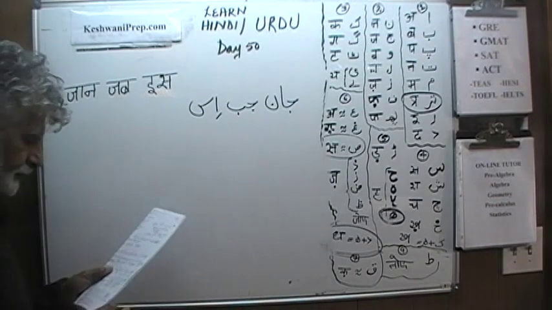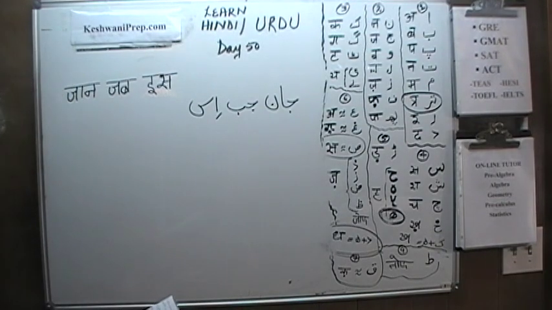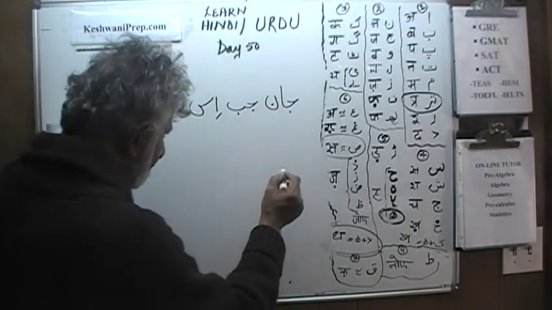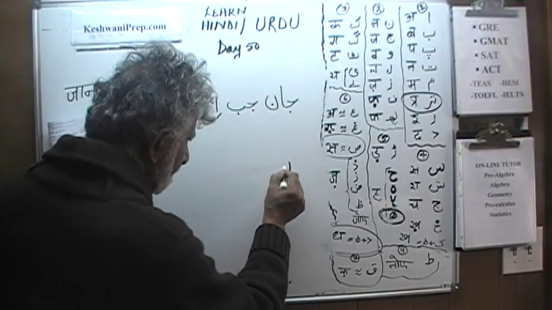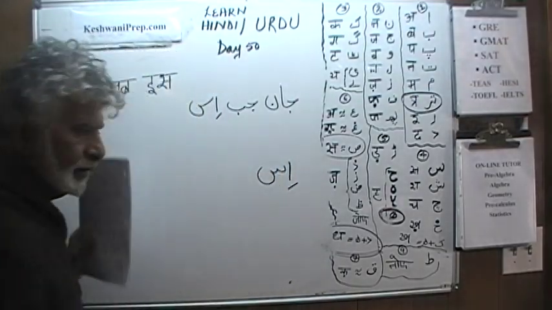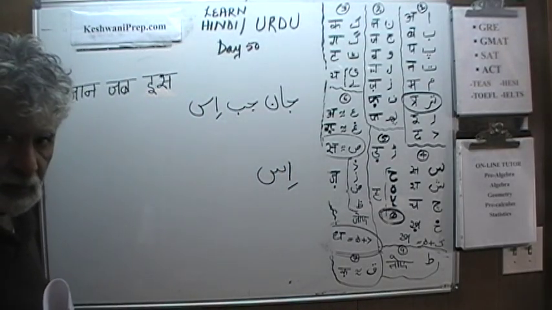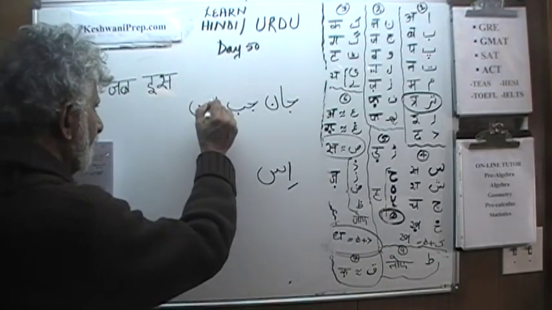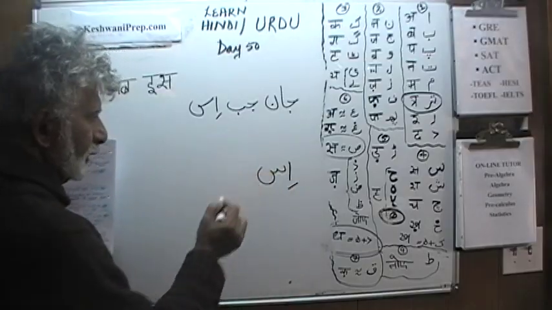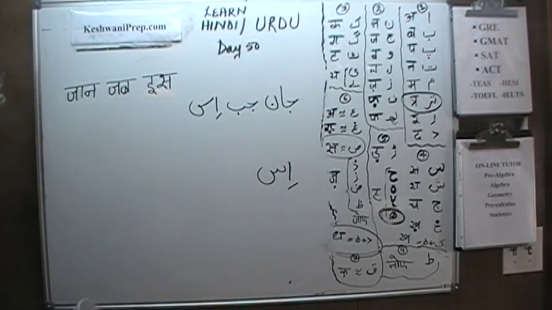Is, choti ki matra and a sa. Jaan jab is. You can also write is. Again, I'm repeating the same thing. That's an e, choti ki matra, e, and then a sa. It should be written like this. Strictly speaking, most people don't read it. Most people do not take their time. They just make one long loop instead of making two small loops. That's is. That's a sa.